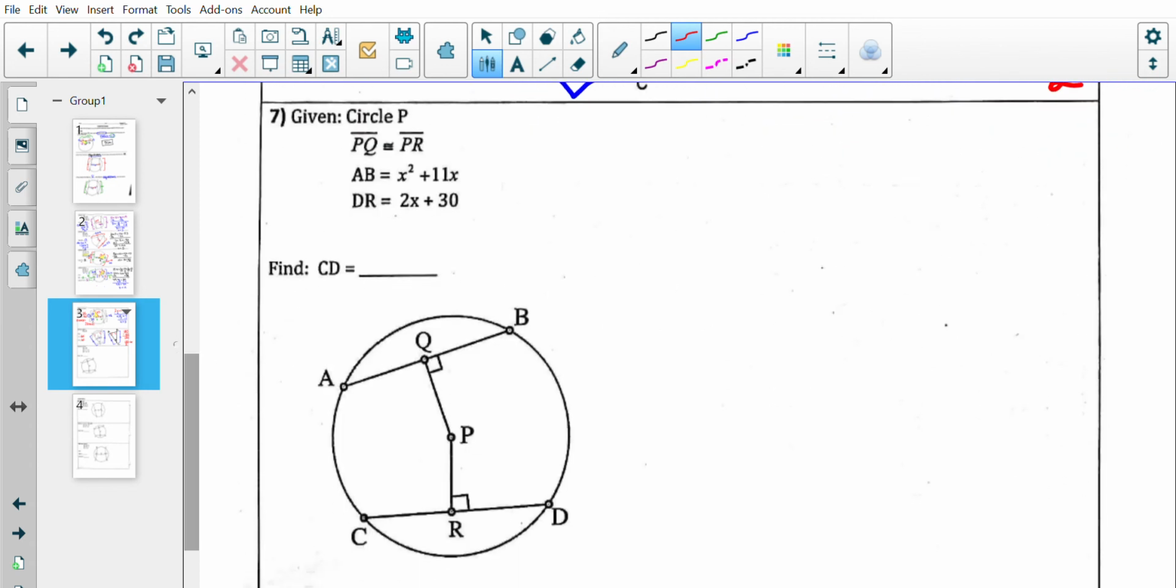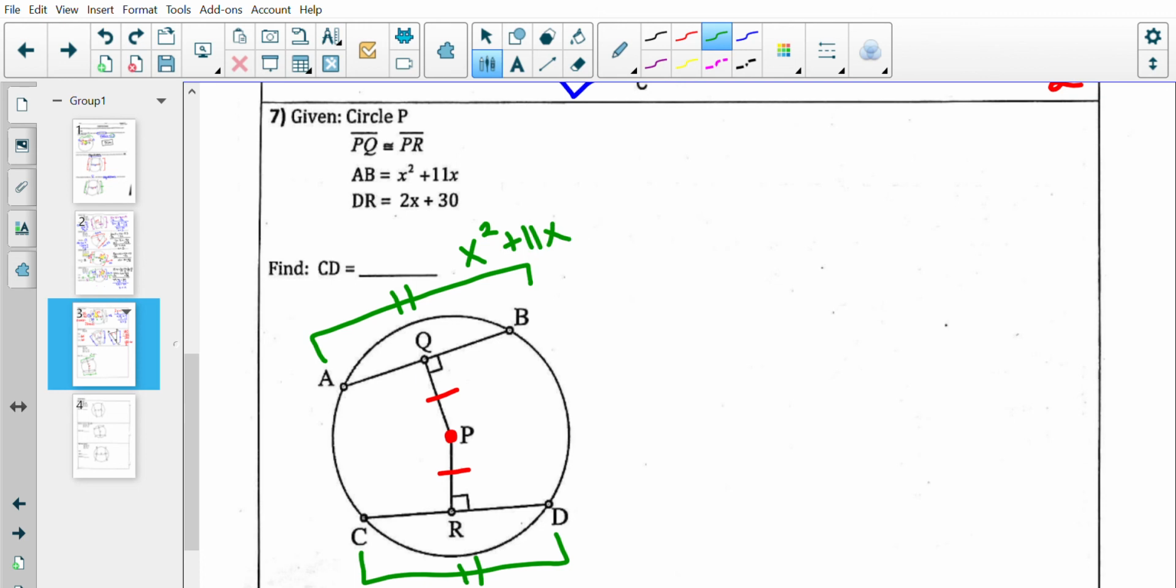Number 7, so we have circle P. We have PQ is congruent to PR, so if the perpendiculars are congruent, then we know the chords have to be congruent. So AB and CD have to be congruent. We have AB is represented by x squared plus 11x. And now be very careful how you label this. DR is equal to 2x plus 30. So just D to R. Well, if DR is 2x plus 30, that means CR is also 2x plus 30.